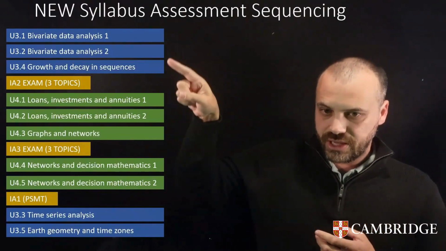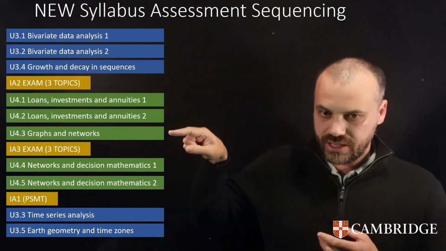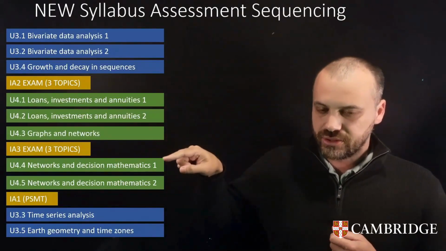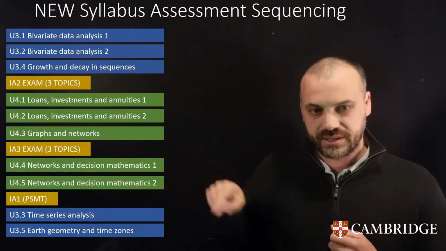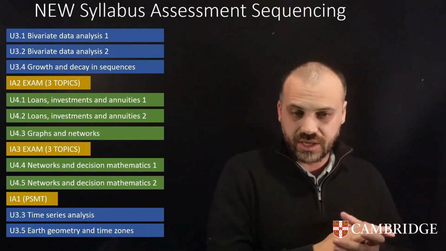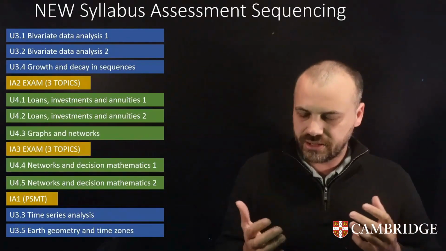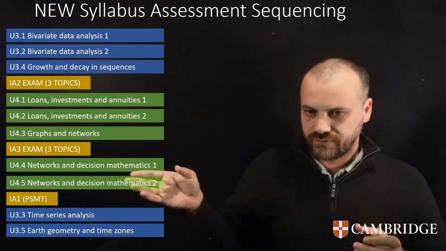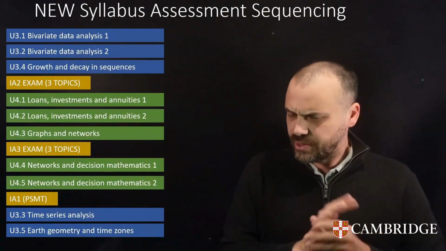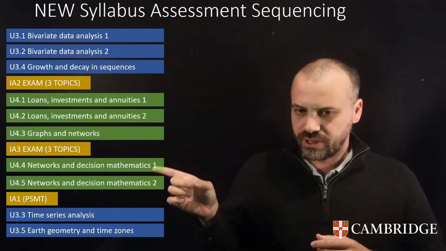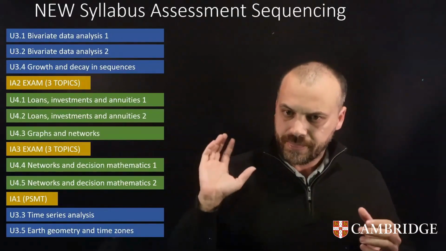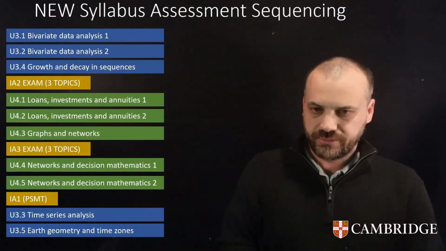So 3 and then an exam, 3 and then an exam, and then do networks and decisions and a PSMT on networks and decisions. PSMT on Hungarian algorithm, PSMT on minimum spanning trees, all sorts of really fun, I think, PSMTs that you could do with network and decision math. So I'm super excited about the freedom.